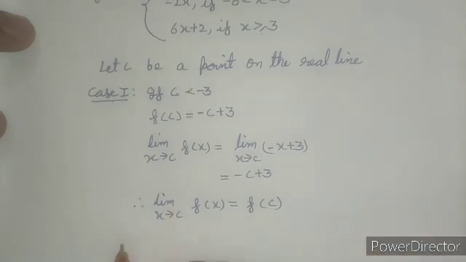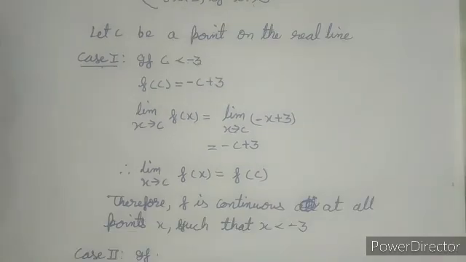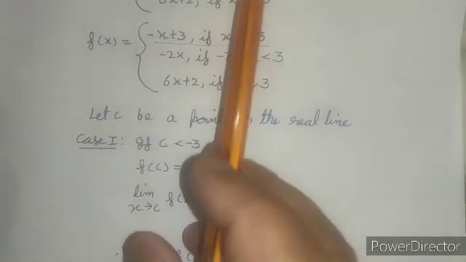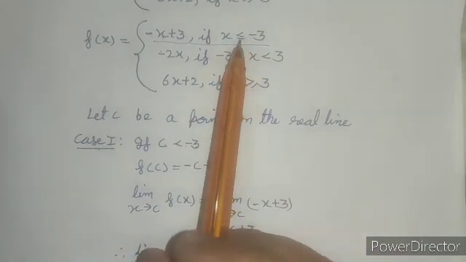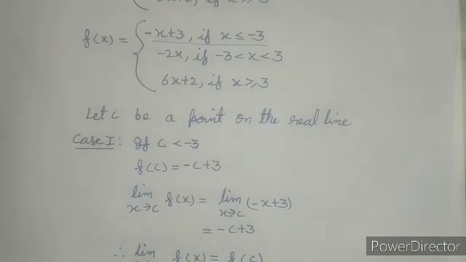So we can say, therefore, f is continuous at all points x such that x is less than minus 3. Now after checking for the points less than minus 3, we will check its continuity at minus 3.